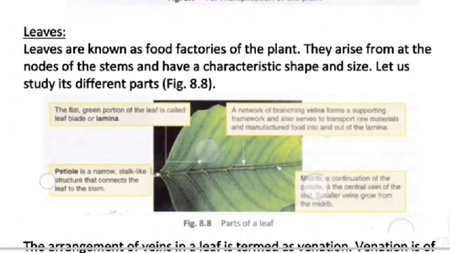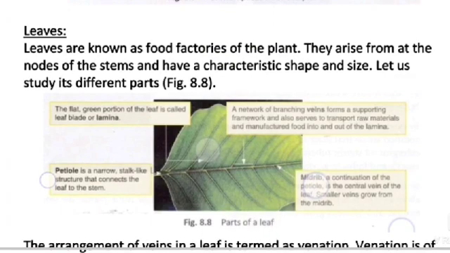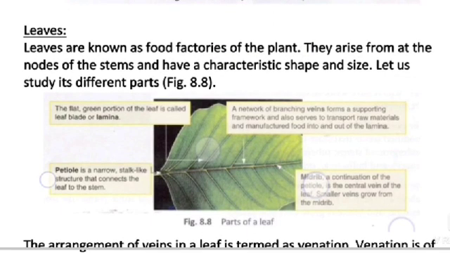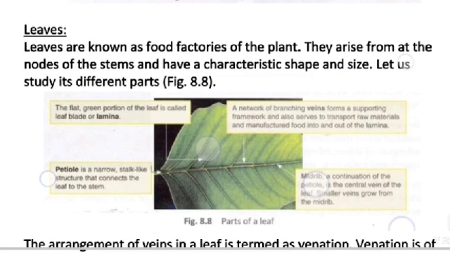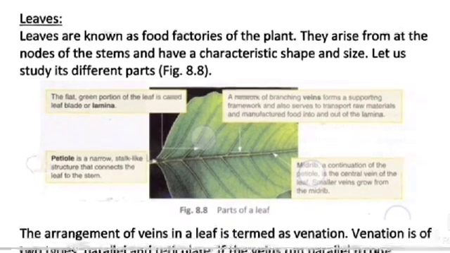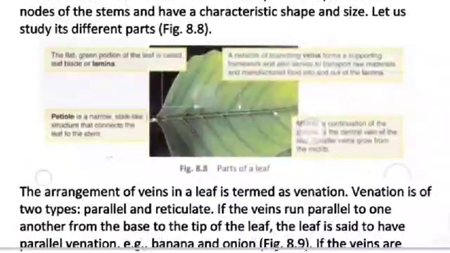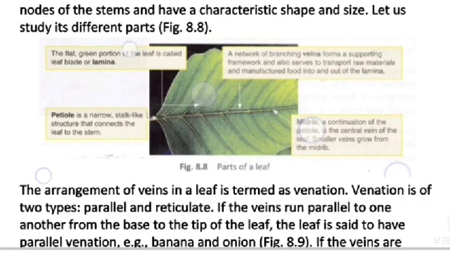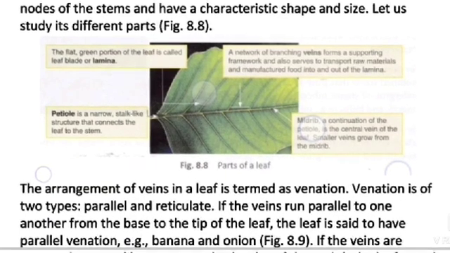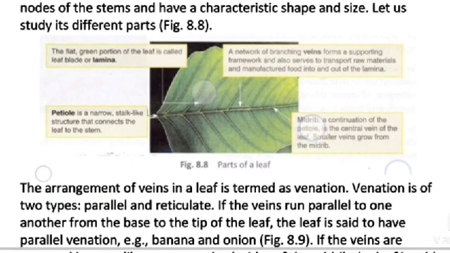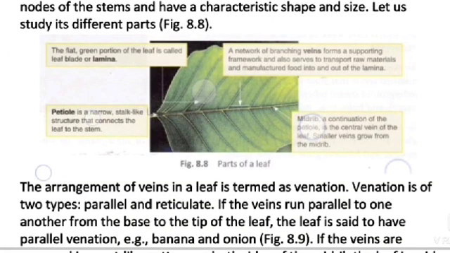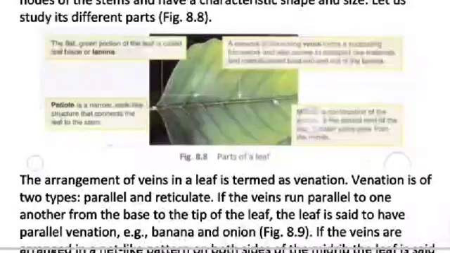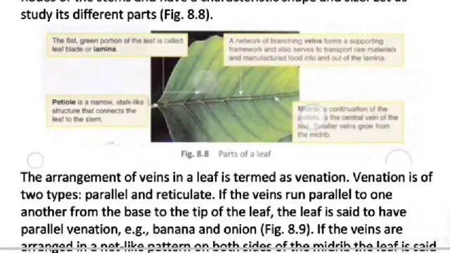Leaves. Leaves are known as the food factory of the plant. They arise at the node of the stem and have characteristic shape and size. Let us study the different parts. See, the flat green portion of the leaf is called the leaf blade or lamina. The petiole is a narrow stalk-like structure that connects the leaf to the stem.